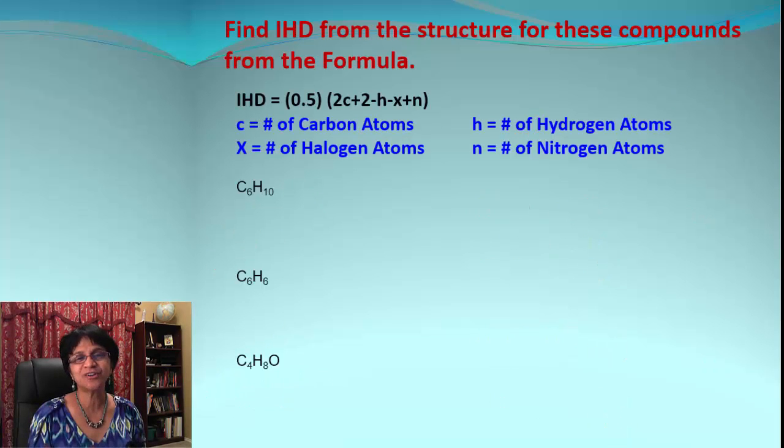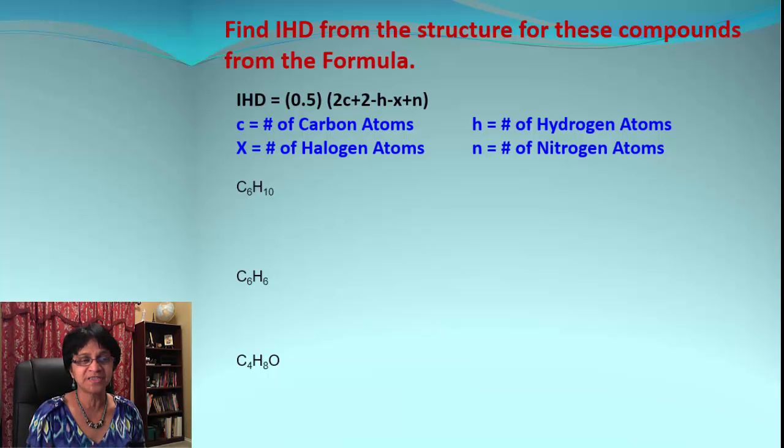Alright, now let's switch gears. Let's find out IHD using the big formula. So that formula is 0.5 times, we have 2 times carbon atoms plus 2 minus H, which is hydrogen atoms, minus X, which is the halogen atoms, and plus N, which is the nitrogen atoms.